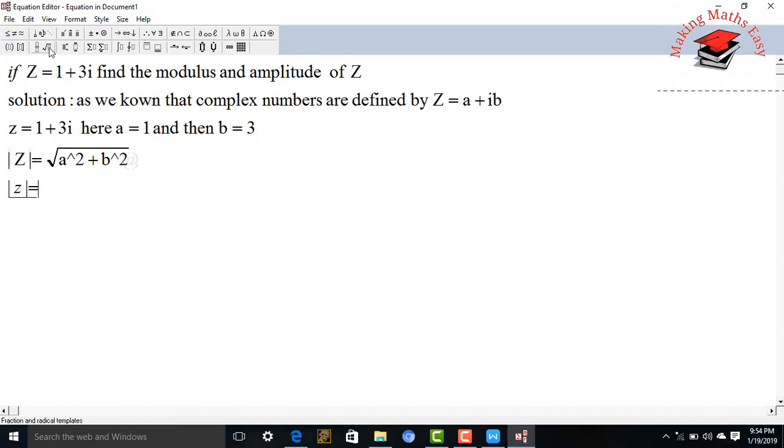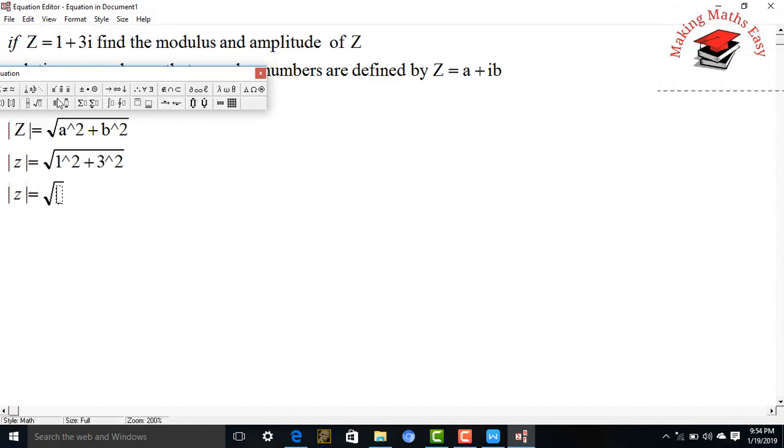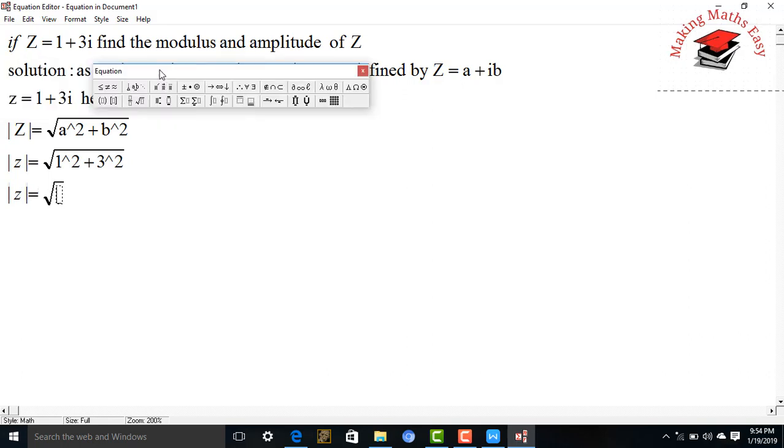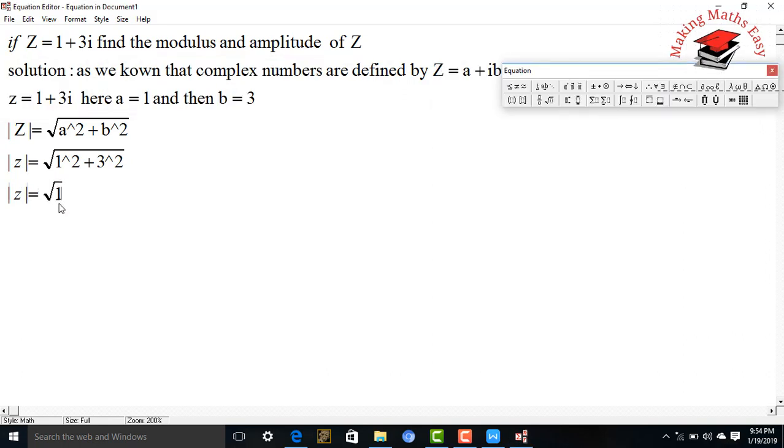So it will be the square root of 1 square plus 3 square, which will be equal to the square root of 1 plus 9, as 3 square is equal to 9. Then mod z is equal to square root of 10. So we have found the modulus, which is the square root of 10.